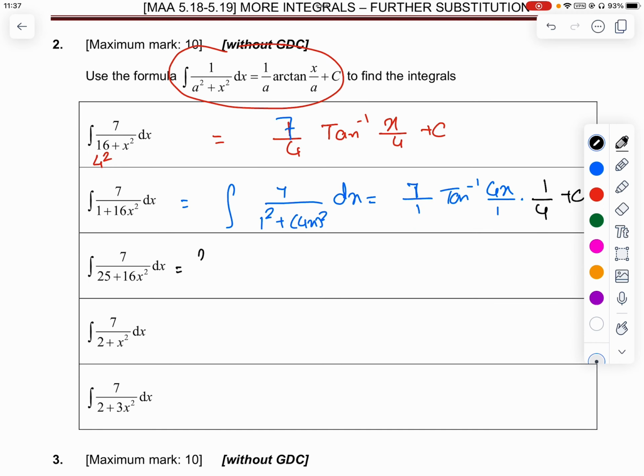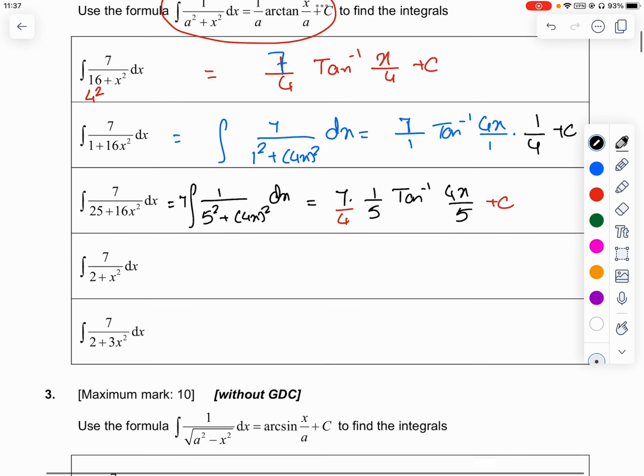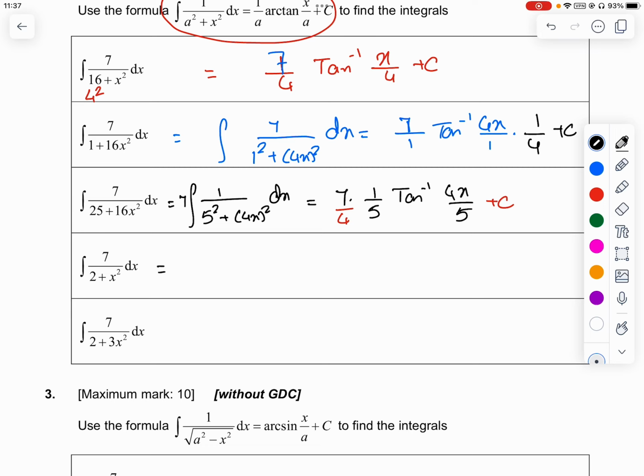Now how do I write this one? Integral of 7, take it outside, 1 upon 5 square plus 4x whole square dx. So it becomes 7, 1 upon a tan inverse of x upon a, then the chain rule divided by 4 plus c. What I am writing in red color are the most important steps which most of the students will tend to forget to write. Now 7 outside, integral of 1 upon square root of 2 whole square plus x square dx. So it becomes 7 upon root 2 tan inverse x upon root 2 plus c. That's going to be the answer.